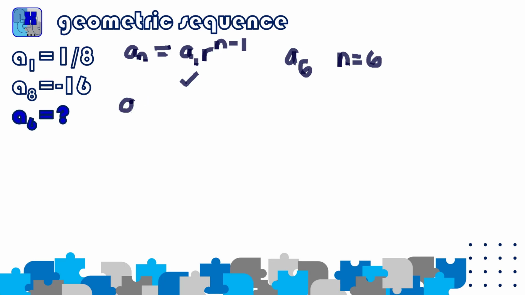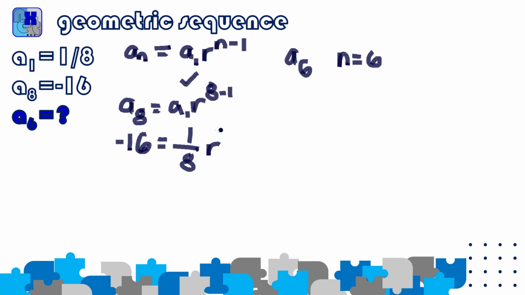Our 8th element, a sub 8, is equal to our first element times the common ratio to the power of 8 minus 1. So if we are going to plug in all values here, we have negative 16 is equal to our first element 1/8 times r raised to the power of 7. Here, we can solve for r to the power of 7 by multiplying both sides by 8. So to cancel this, we're also going to multiply 8 on this side.